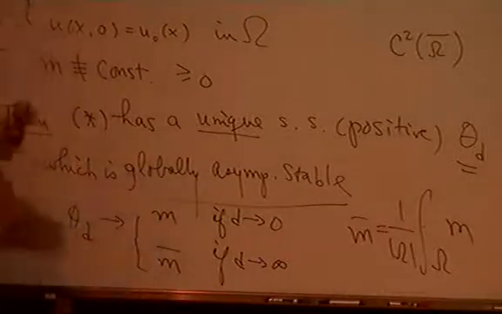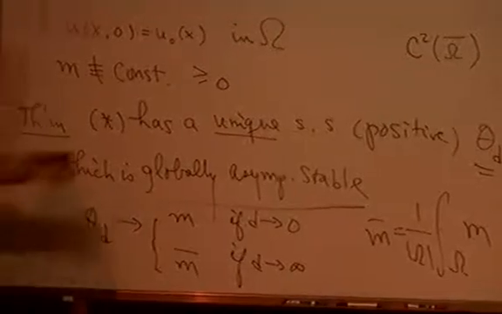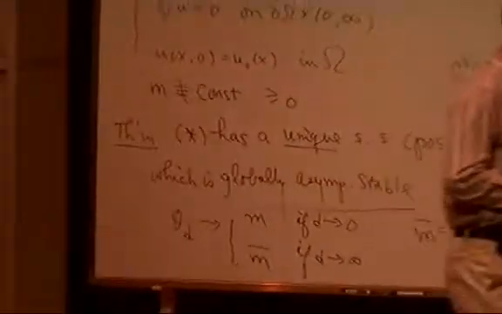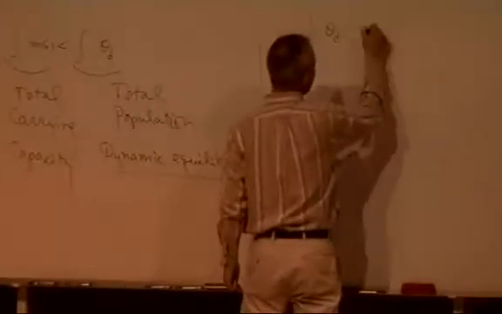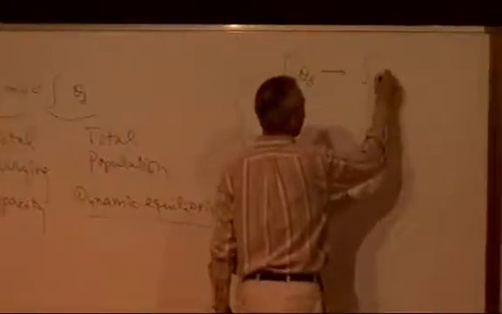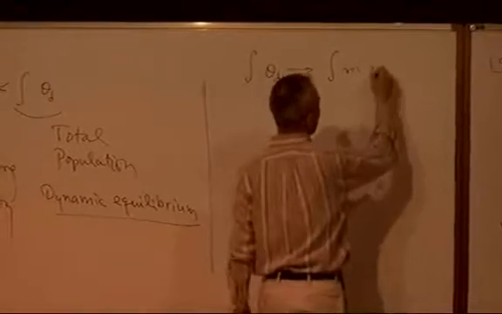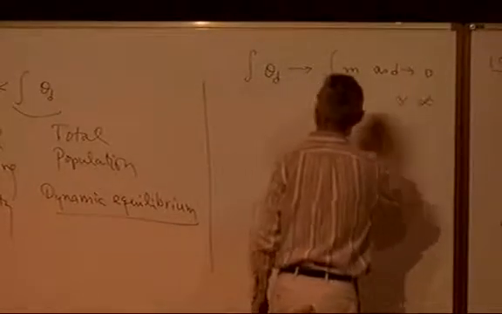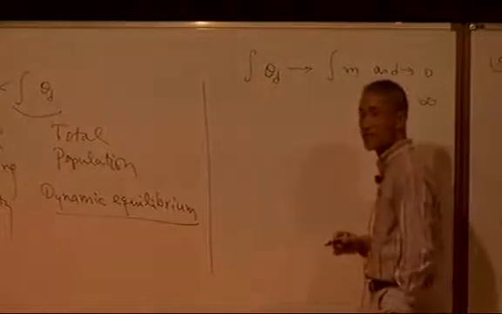It's a standard proof. If you're an expert, it's a standard proof. If you are not, it's a standard proof too. If you're interested, you should figure that one out. All right, so what happens? Let's look at the integral of theta d, the total population. Theta d goes to m as d goes to 0 or infinity. Doesn't matter which one, right?